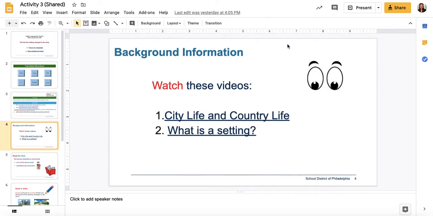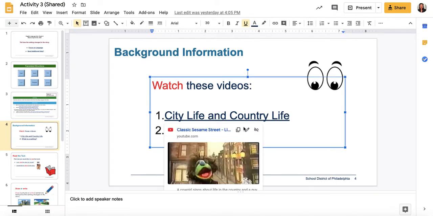So they give you background information or prior knowledge so that you can understand what we're going to be doing in the lesson. So yesterday we watched a little bit about city versus country life. And this is from Sesame Street, you can see here. So we're going to watch this quickly, and then we will move on with our lesson.